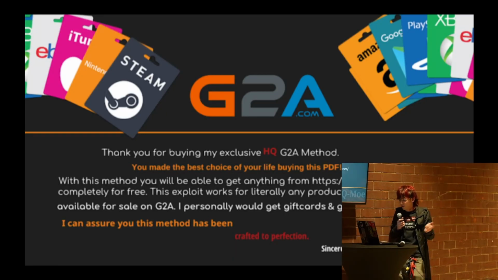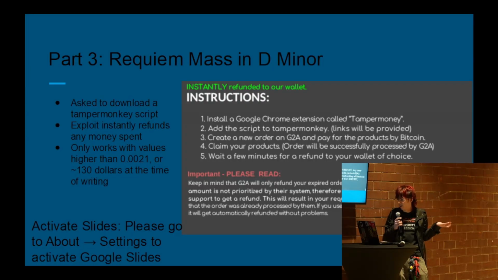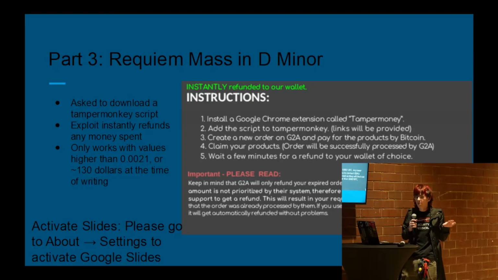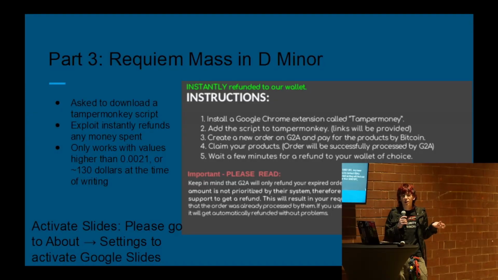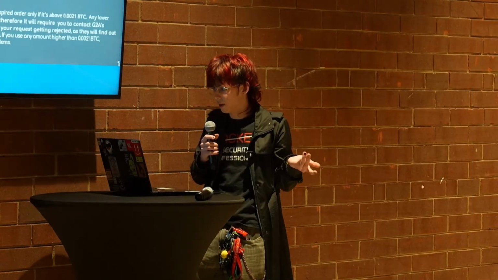So without further ado, let's go through with the exploit. I excitedly read through the instructions of this PDF, and I'm already thinking of all the Windows licenses that I'm going to be able to buy now. And I see that it tells me to download a TamperMonkey script, which, if you don't know, TamperMonkey is this Chrome extension which allows you to inject your own JavaScript to overlay on top of an existing site, which, according to VQMO here, will allow me to buy products on G2A and then automatically get a refund transferred back to my account. But it only works if I pay in Bitcoin.